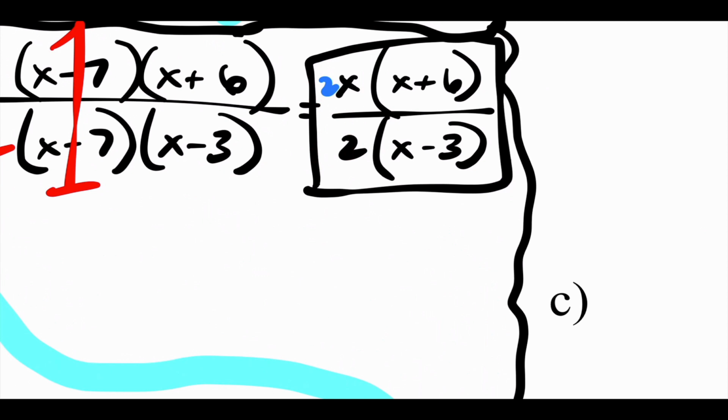The reason we can't touch these guys is because they're binomials. Okay? Once they become monomials, then they have different rules. Right? They have different rules. Okay.